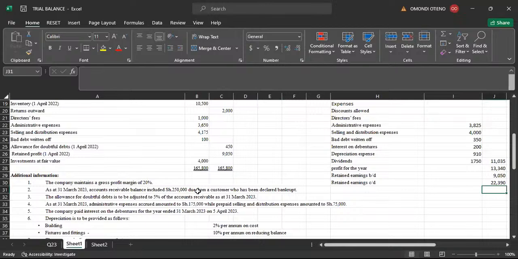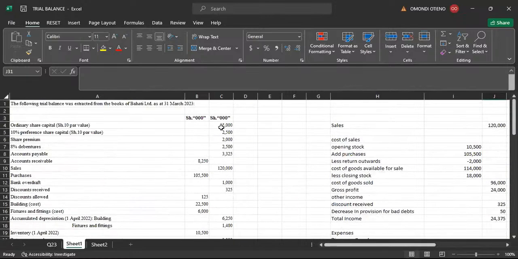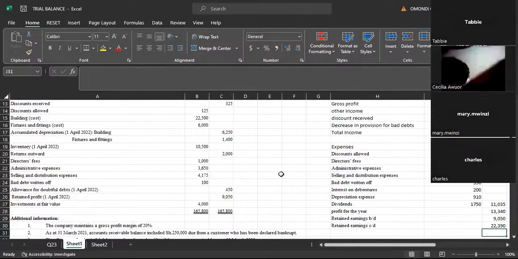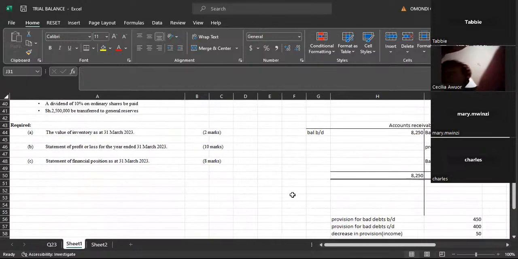Somebody is saying here, par value of 10. Yes, the par value is 10, but they have not said it is based on the par value. They are telling us that a dividend of 10% on ordinary shares is to be paid. It is 10% on the ordinary shares, and ordinary shares is 15,000. Is that clear?